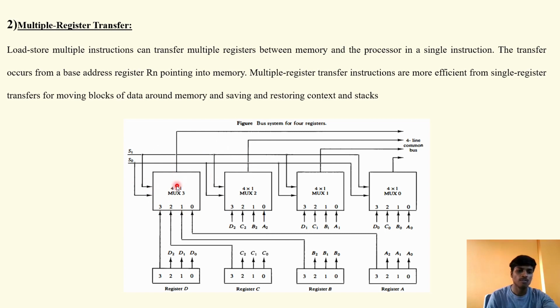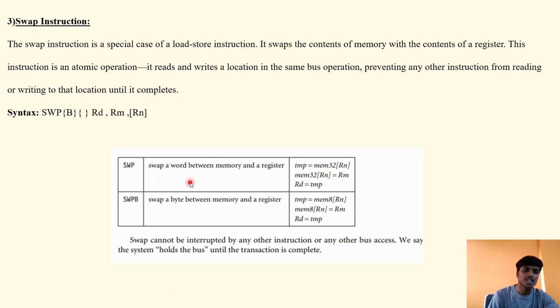We can see the 4x1 multiplexers here; we have four 4x1 multiplexers. So the 4-line common bus is used. The bus system for 4 registers is given in the figure. This is register D, this is register C, this is register B, and this is register A. The registers are connected to the 4x1 multiplexers, which basically perform multiple register transfer. Next we have the swap instruction.